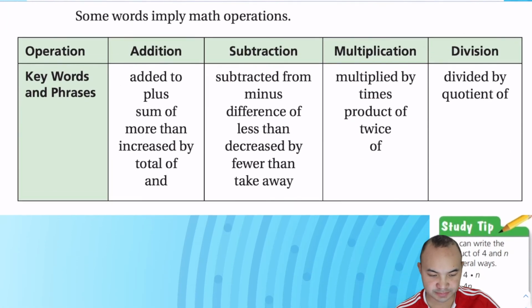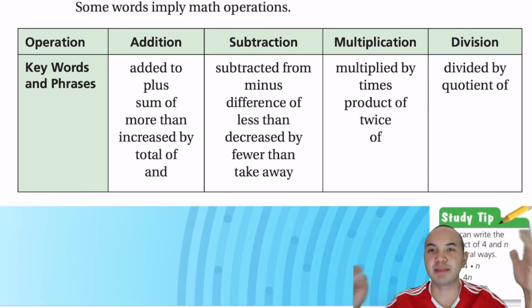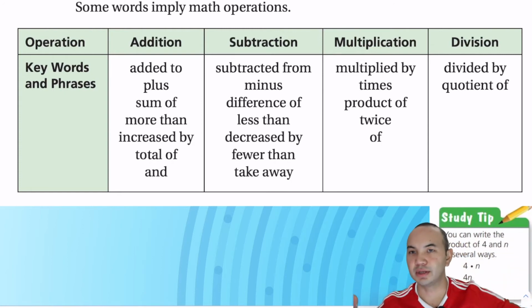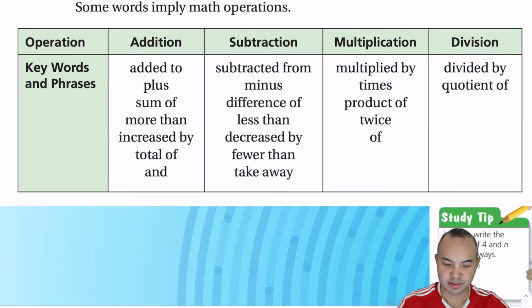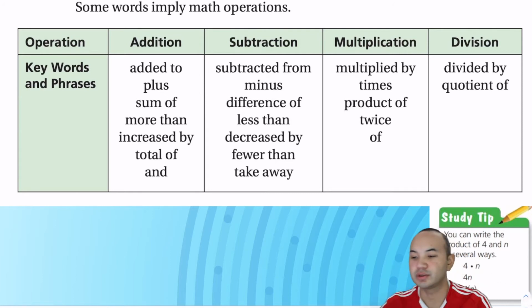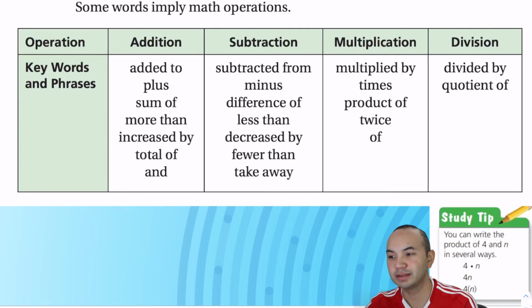And then here, some words imply math operations. So here's a chart that's going to be in the notes, also uploaded. So addition: added to, plus, sum, more than, increased, total of. And then subtraction: subtracted from, minus, difference, less than, decreased by, fewer than, take away. We don't really use take away in middle school, but that's fine.